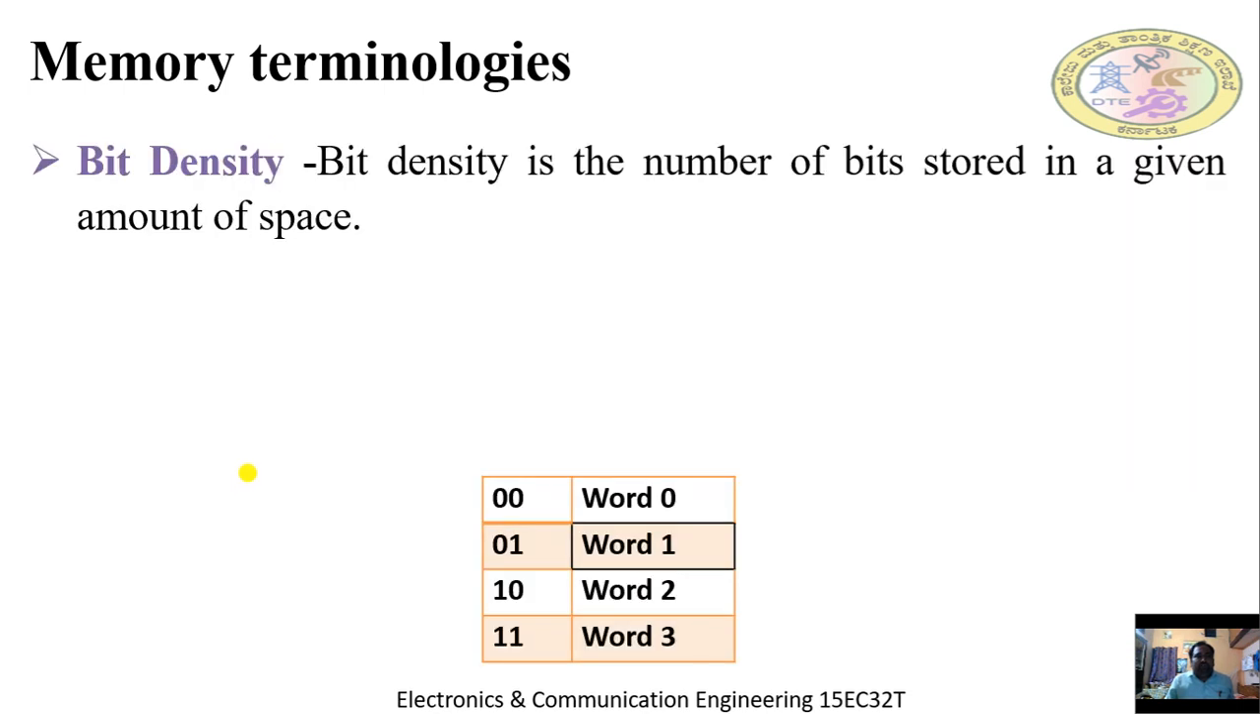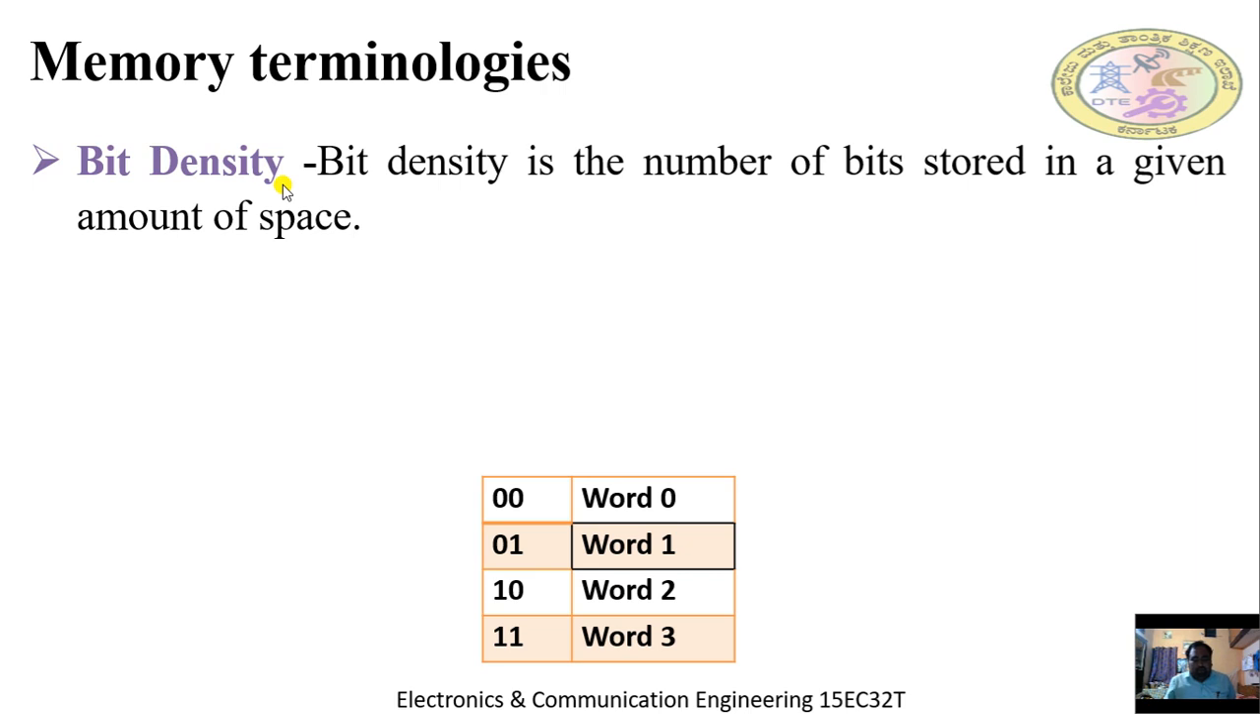Next one is the bit density. Bit density is the number of bits stored in a given amount of space. Meaning, in the given amount of space, how many bits are stored. That will be indicated by the bit density.